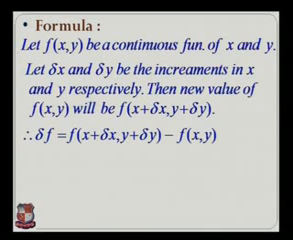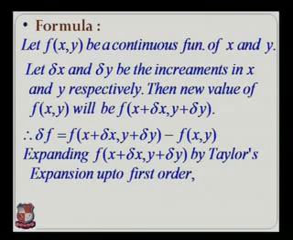Now the change, delta f, is equal to f of x plus delta x comma y plus delta y minus f of x y. Means how to find the error? We have the old value, that is f of x y, and after increment in x and y the new value will be f of x plus delta x comma y plus delta y. So what is the change here? The change is f of x plus delta x comma y plus delta y minus f of x y.